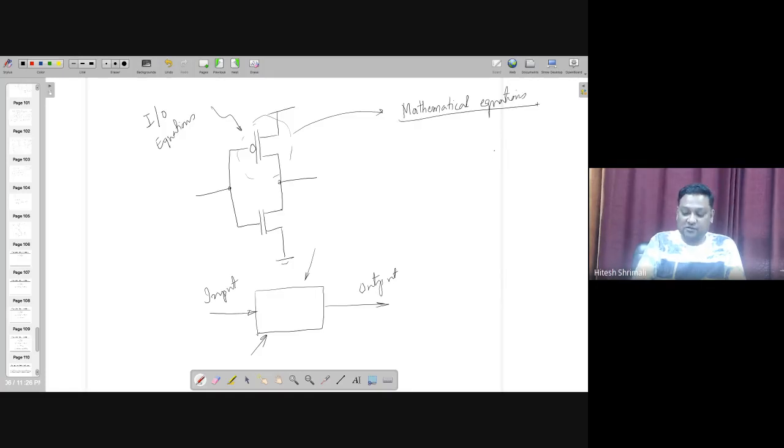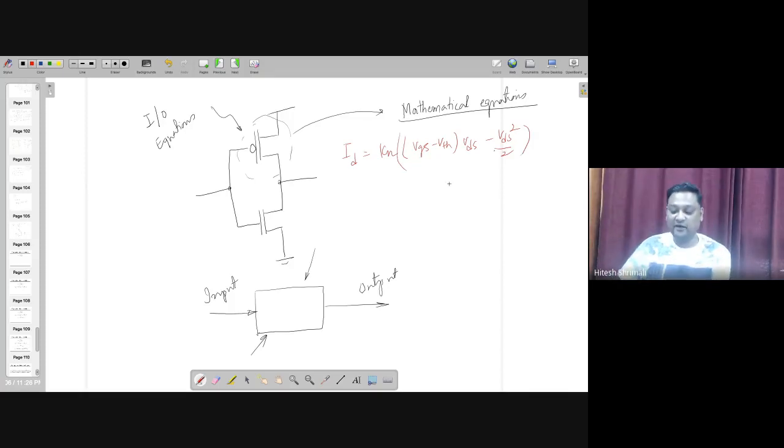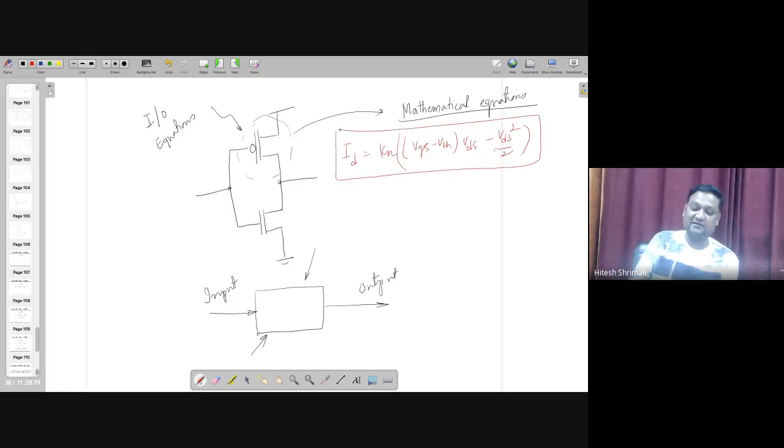Right? So how does it look? This equation is already known to us. So this equation should have been written over here. And how did they find out? This is from the experiment they found out.